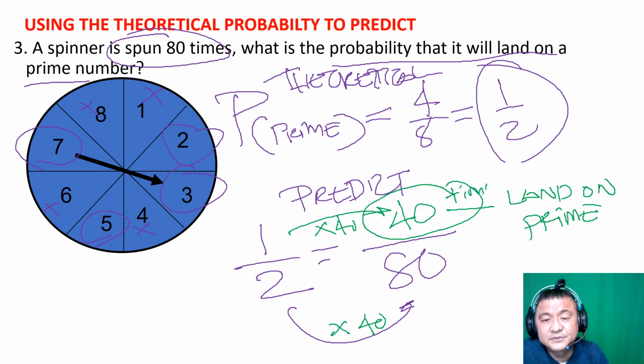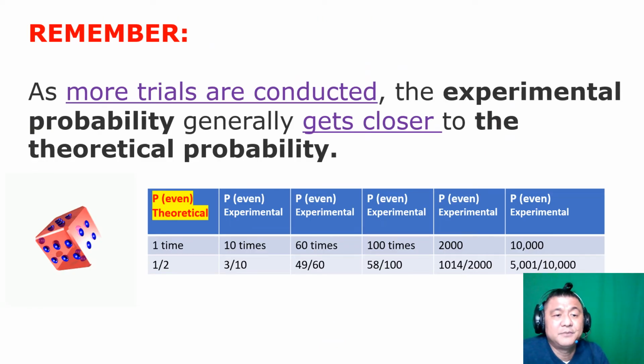40 times it will land on a prime. So remember, the more trials are conducted, the experimental probability generally gets closer to the theoretical. Now, if you throw a die, the probability of getting an even number, what are the even numbers? 2, 4, 6, right? So if you throw it once, it's 1 half.